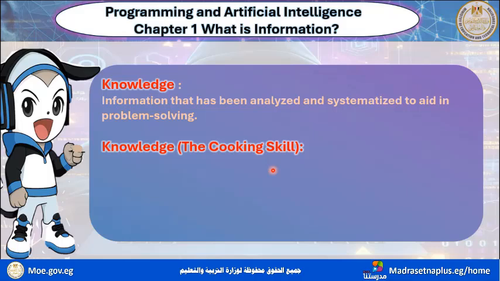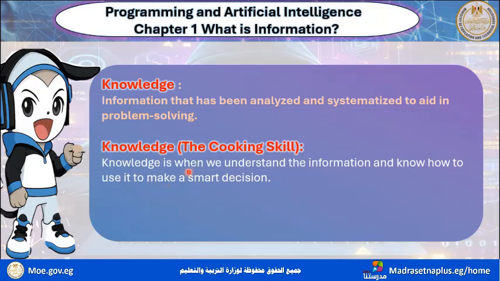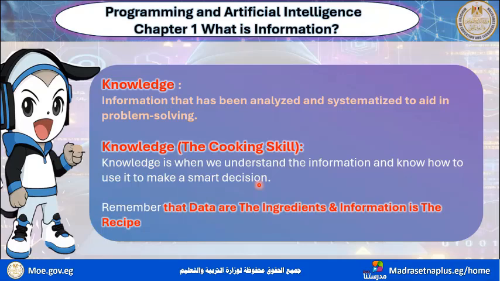Of course, if you want to cook a meal, you have to have skills to make it good and delicious. So this is knowledge, the cooking skills itself. So knowledge is when we understand the information and know how to use it to make a smart decision. And remember, dear students, that data are the ingredients, as we told you, and information is the recipe. So knowledge makes us take smart decisions according to the data and the information that we use.